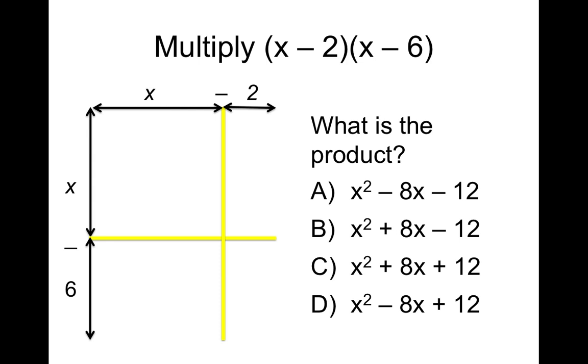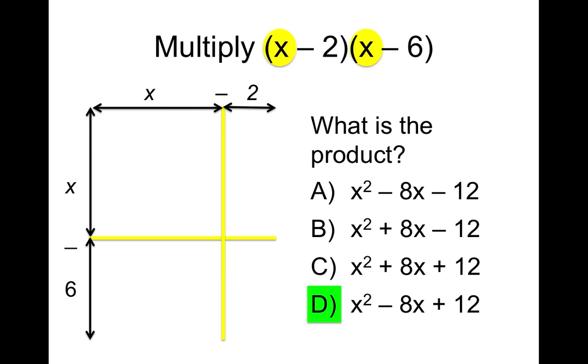Now I'd like you to multiply together x minus 2 and x minus 6. Feel free to use scratch paper and draw your own diagram if you like. You'll need to be careful here about multiplying negatives together. And when you're ready, choose the product. The product of these two binomials is x squared minus 8x plus 12.